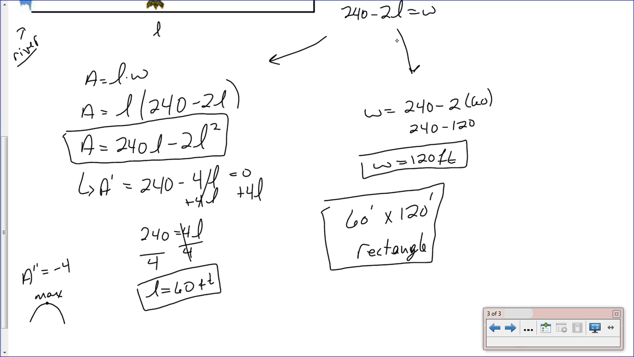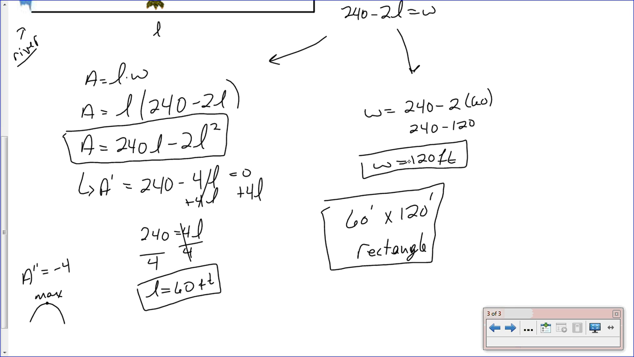So now we went back up here to our equation, 240 minus 2L equals W. We found L, and since this is already solved for W, that's why we used it. All right, so plug in the 60. W equals 240 minus 2 times 60. 240 minus 120 is 120. So now our maximum goat eating play area for our T-Rex is a 60 foot by 120 foot rectangle.